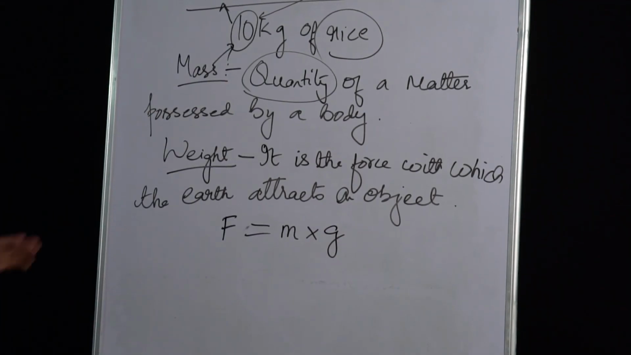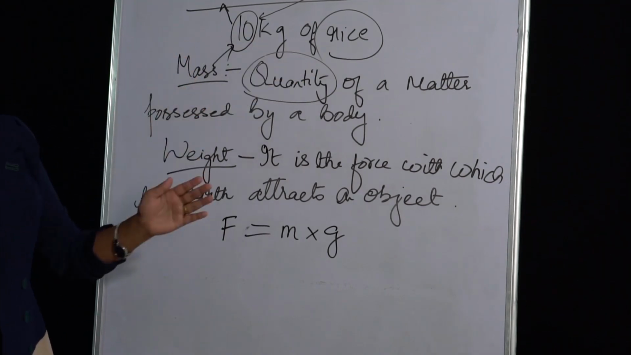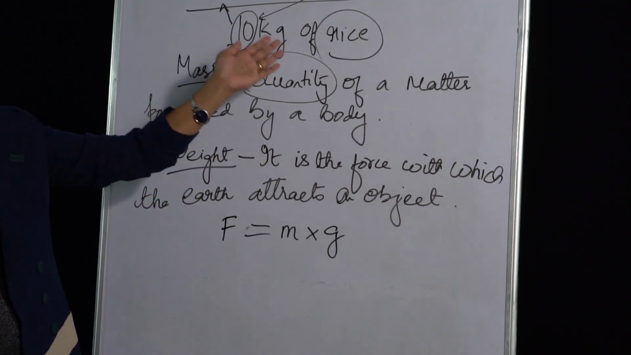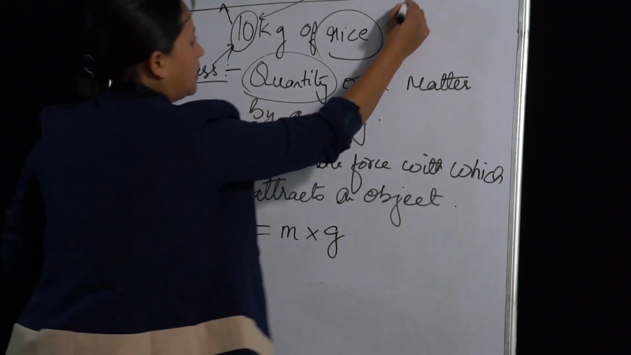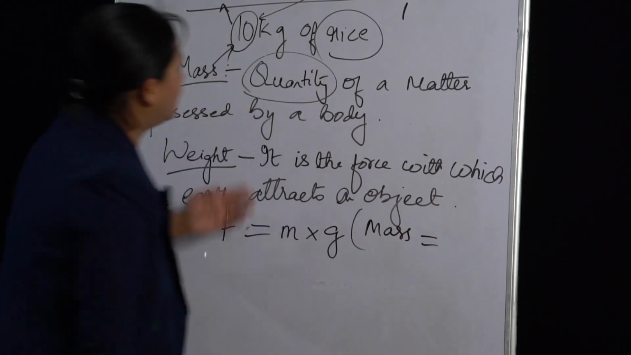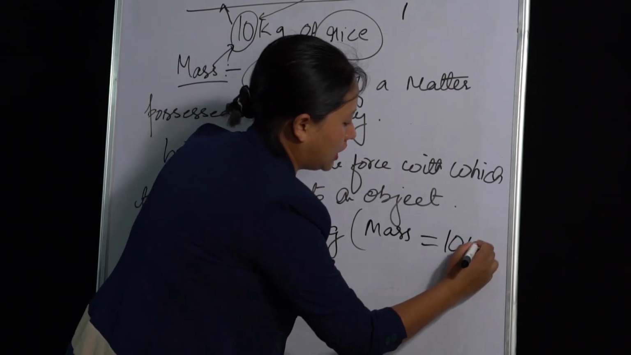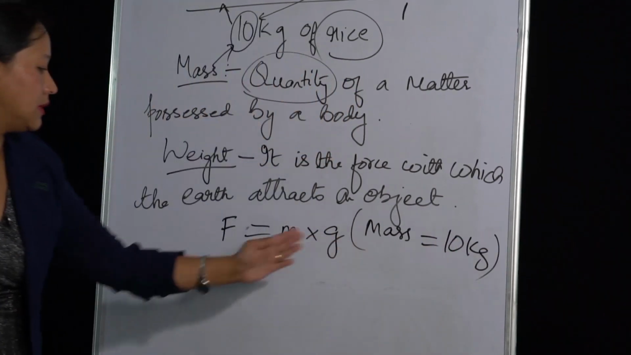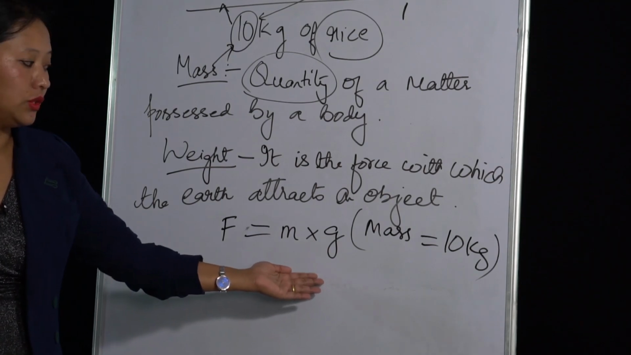So now here, we are talking about this 10 kg of rice, and we are going to find out what is the weight of this 10 kg of rice. So here 10 kg means mass. Let me write here. Mass is how much? This is 10 kg, right? So mass will be 10 kg. Let's put the value of this mass over here. M is nothing but mass, and G is acceleration due to gravity.